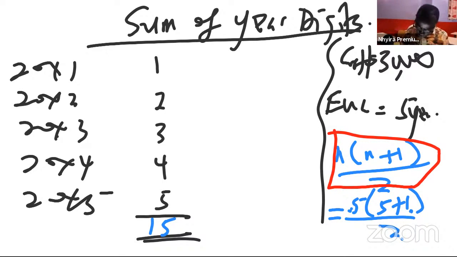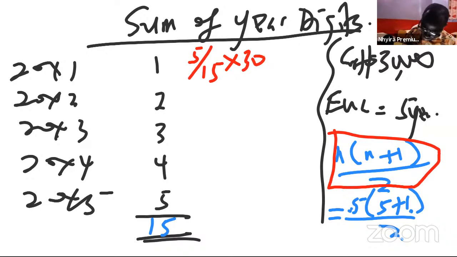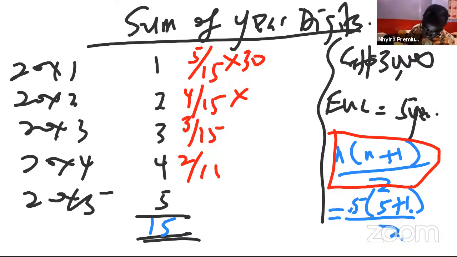But this is where it becomes interesting. How do we actually get the depreciation? The first year, the depreciation is going to be 5 over 15 times the cost, 30,000. The second year will be 4 over 15 times 30,000. Third year will be 3 over 15. Fourth year will be 2 over 15. And fifth year will be 1 over 15. So that is how you charge the depreciation. Let's work out the arithmetic. Let me grab my calculator real quick.